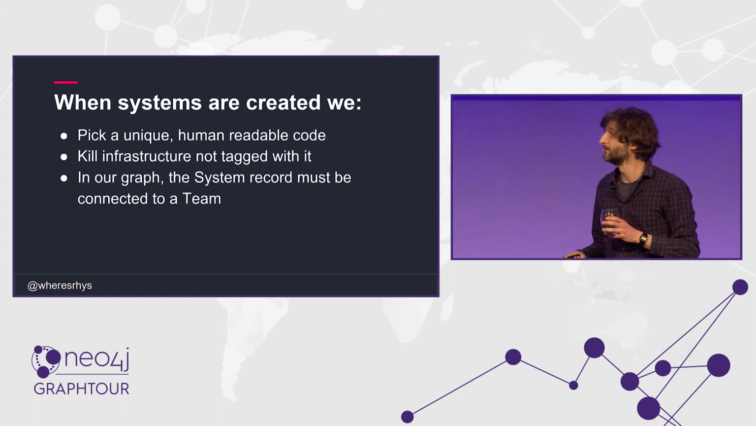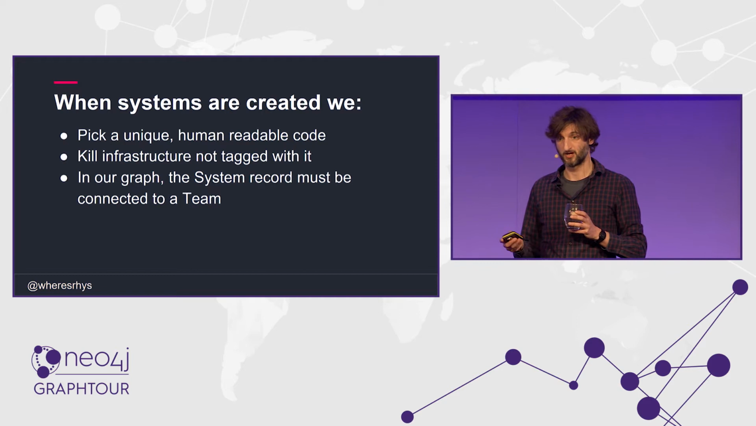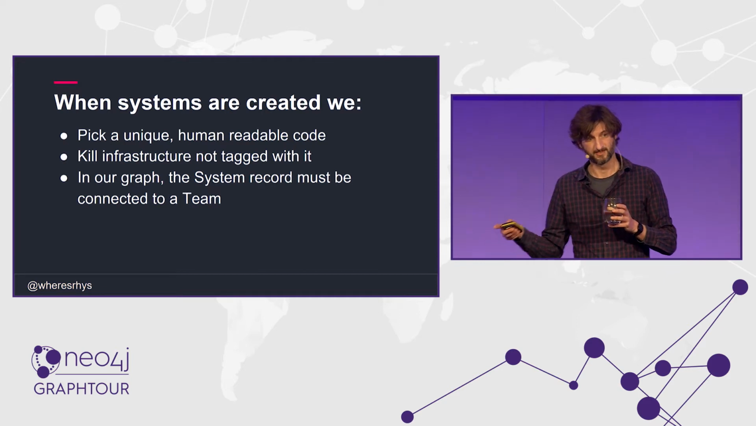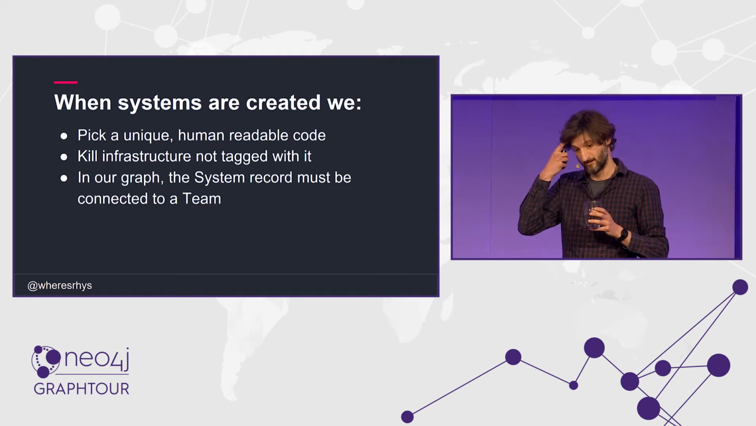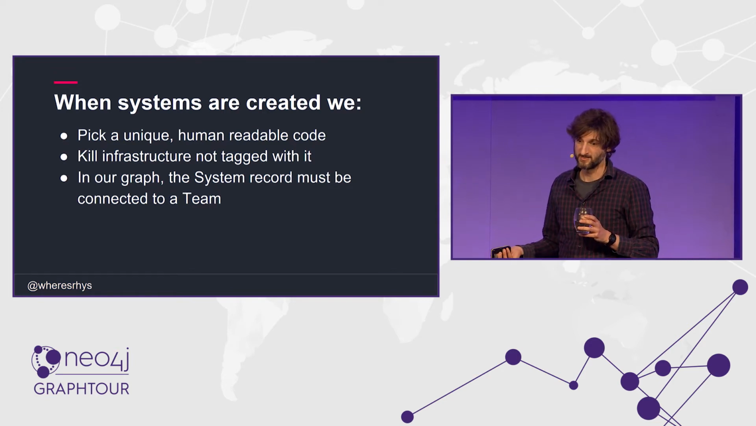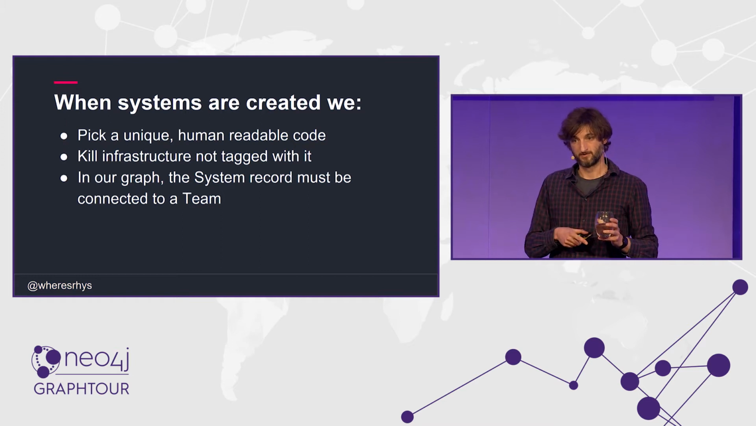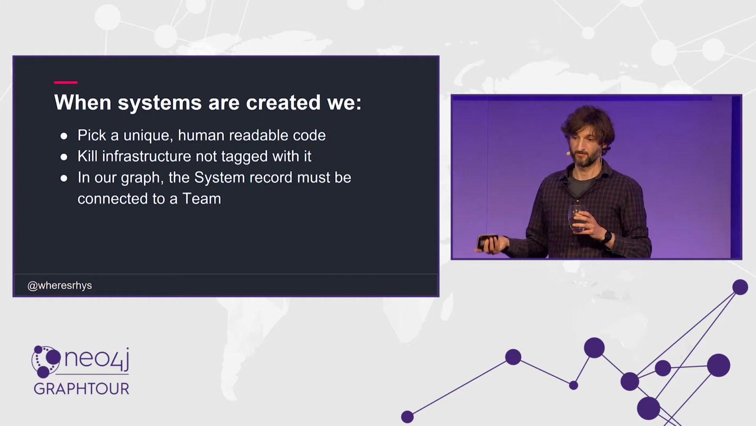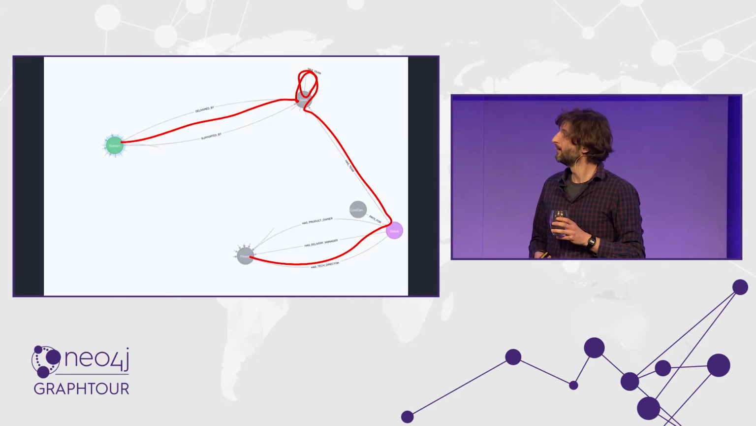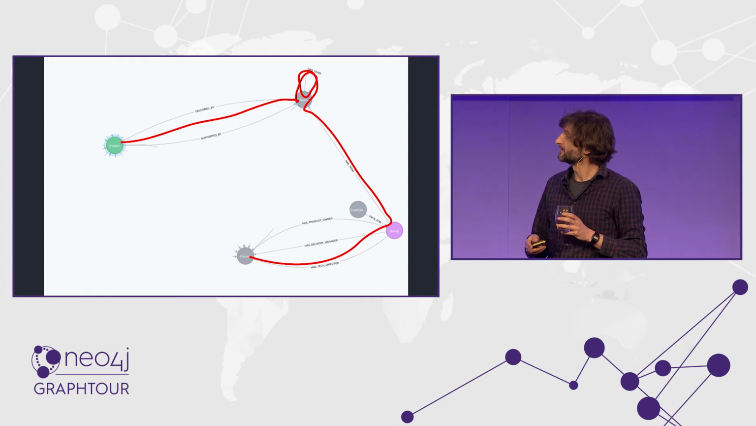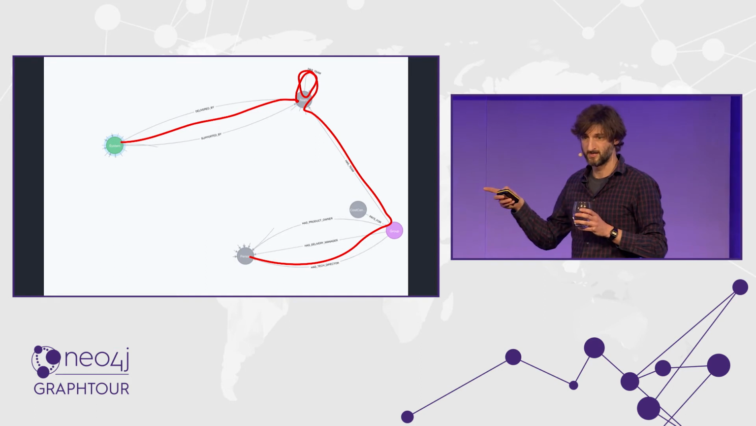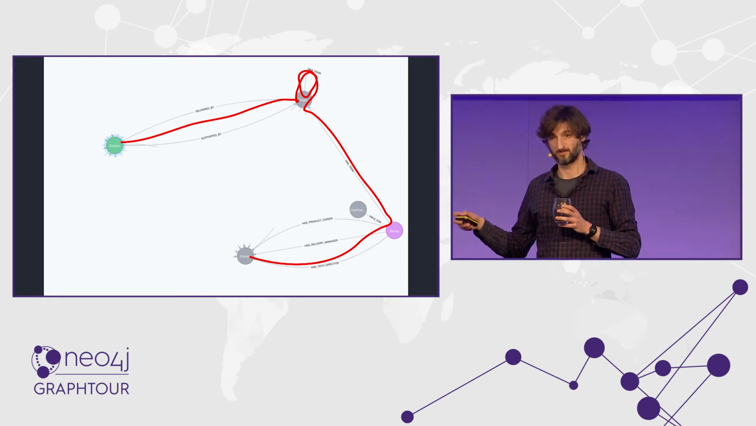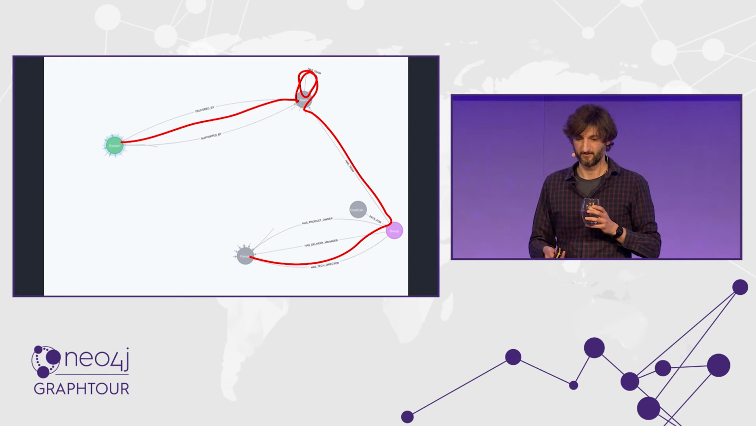So what we do, when we create a system, we give it a unique code, and any infrastructure related to that system, we tag it up with that code. If it's not tagged, it gets killed. And then in our graph database, we connect the system record with an ownership relationship to a team record. Now what that gives us: we have the system record, that's connected to the team that owns it, and you can follow the path up through parent teams until you get to a group, which is what we call our top level teams, and then that has a tech director.